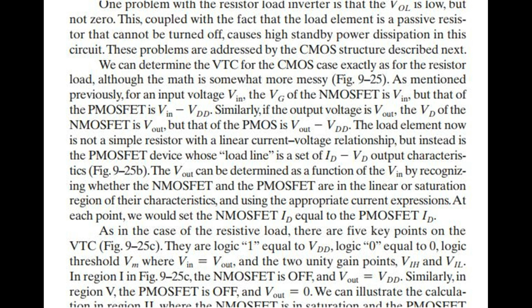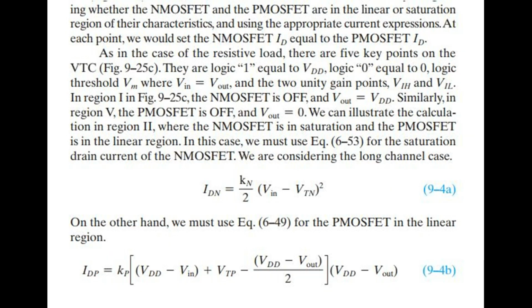We can illustrate the calculation in region 2, where the N-channel MOSFET is in saturation and the P-channel MOSFET is in the linear region. In this case, we must use EQ 6.53, for the saturation drain current of the N-channel MOSFET. We are considering the long channel case. On the other hand, we must use EQ 6.49, for the P-channel MOSFET in the linear region.